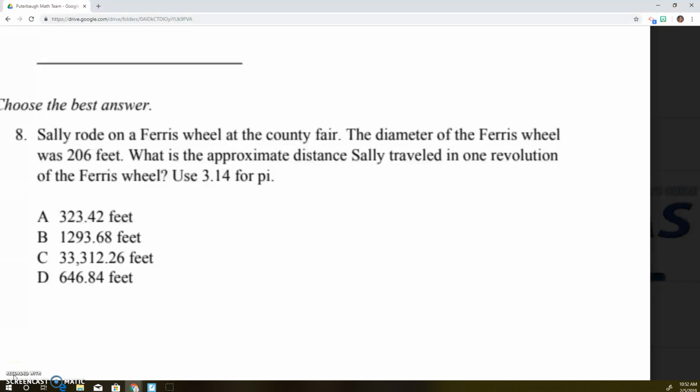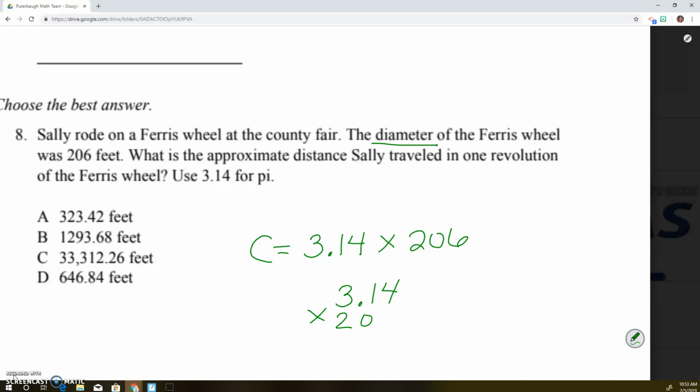Sally rode on a Ferris wheel at the county fair. The diameter of the Ferris wheel was 206 feet. What is the approximate distance that Sally traveled in one revolution around the Ferris wheel? So a Ferris wheel goes all the way around, correct? So we want to find the circumference. Circumference equals 3.14 times. They gave me the diameter, so can I use it? 206. So you have 3.14 times 206.